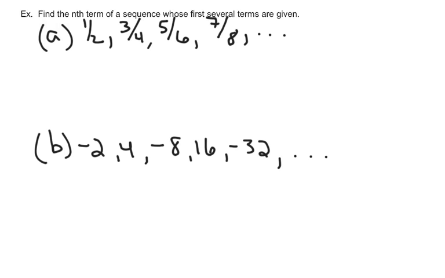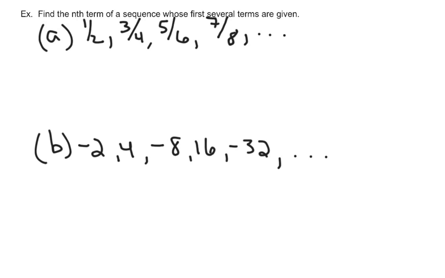In the second example here, we want to find the nth term of a sequence whose first several terms are given. So let's look at A here. 1/2, 3/4, 5/6, 7/8, ... You can probably figure out what the next couple of terms are. They're going to be 9 over 10, 11 over 12, 13 over 14.